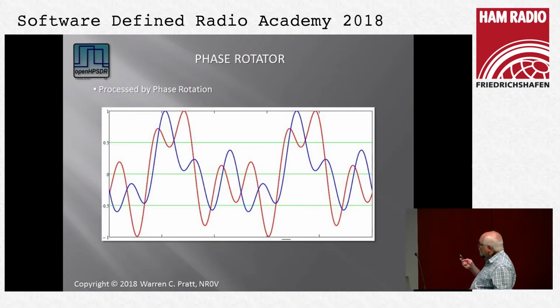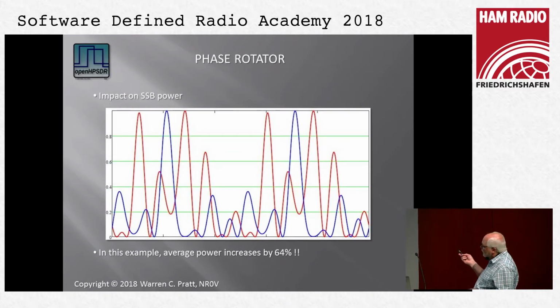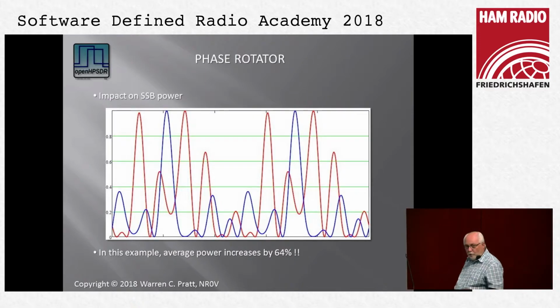Well, in this example, if we look at what single sideband power it will generate, you can see the red waveform has a lot more high peaks, and in fact, when you calculate it, there's about a 64% increase in average power in this particular example.